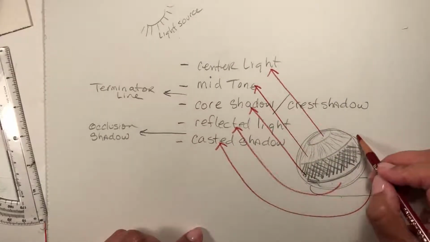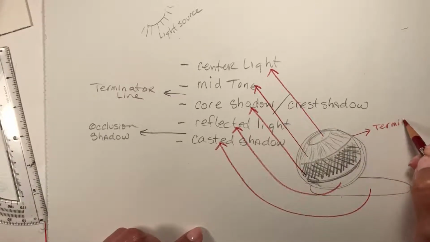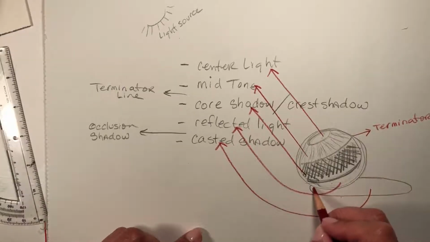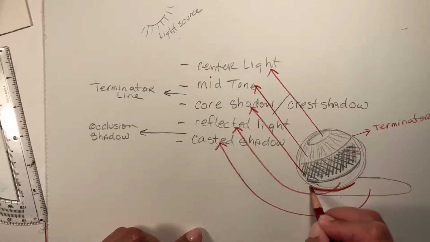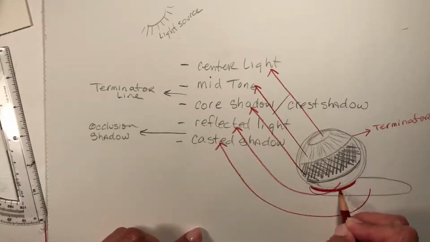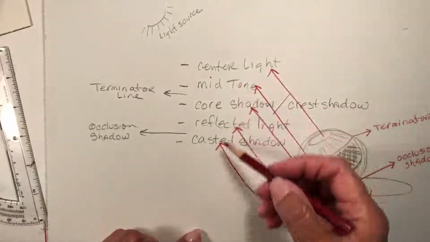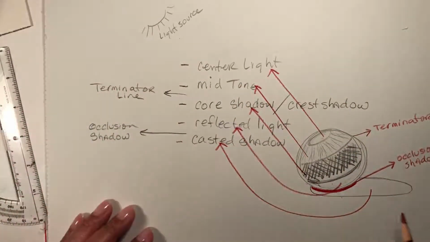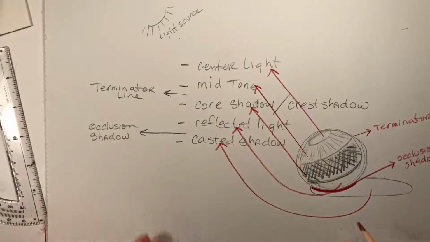All right. And then right in here, you have terminator line. And then down here, I'm just going to put a red mark. This will be where the occlusion shadow is in whatever medium you're using. So this is the occlusion shadow.